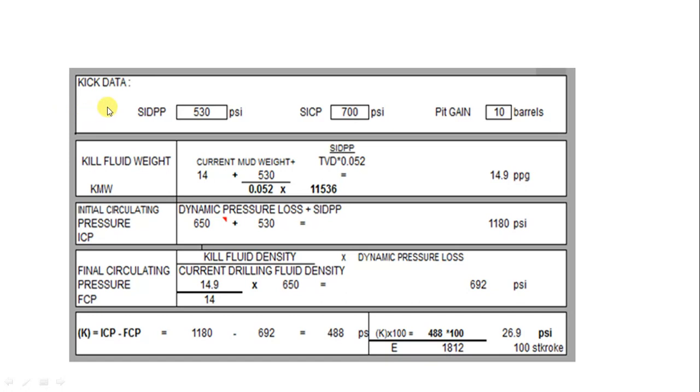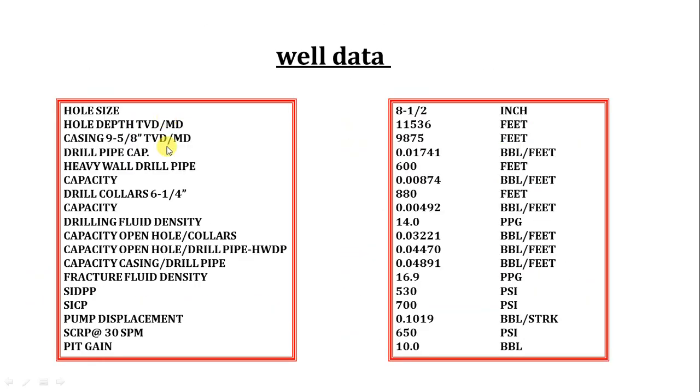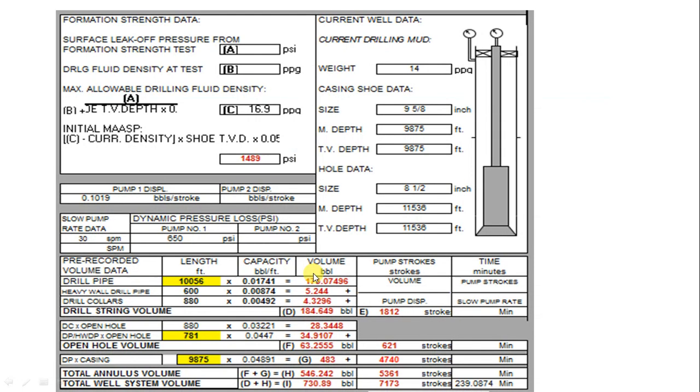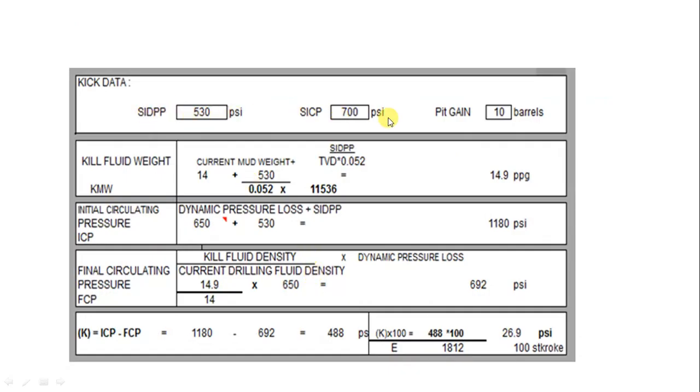Now, what is the kick data and what other data will you get? Here is the shut-in drill pipe pressure. Shut-in drill pipe pressure equals 530. Shut-in casing pressure equals 700. Pit gain equals 10. And we will put all of them here.